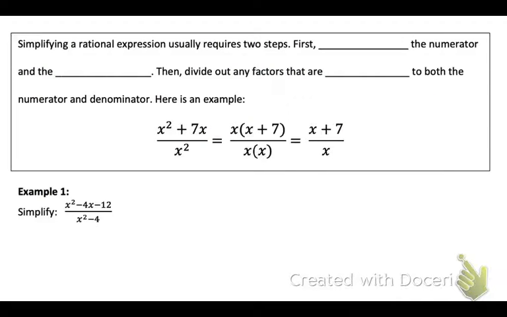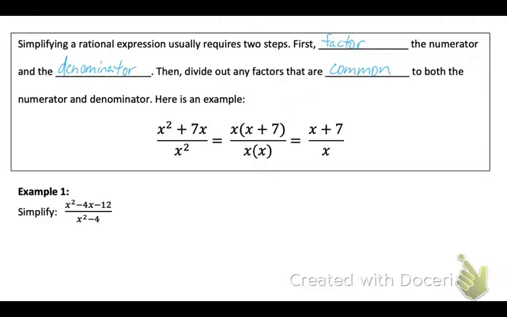So simplifying a rational expression usually requires two steps. First, we're going to factor the numerator and the denominator separately. Then we'll divide out any factors that are common to both the numerator and denominator.